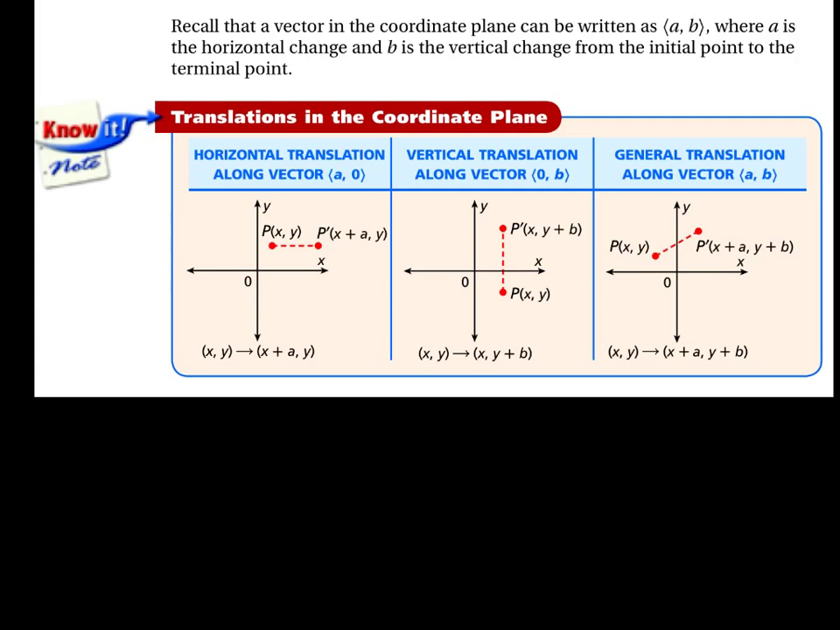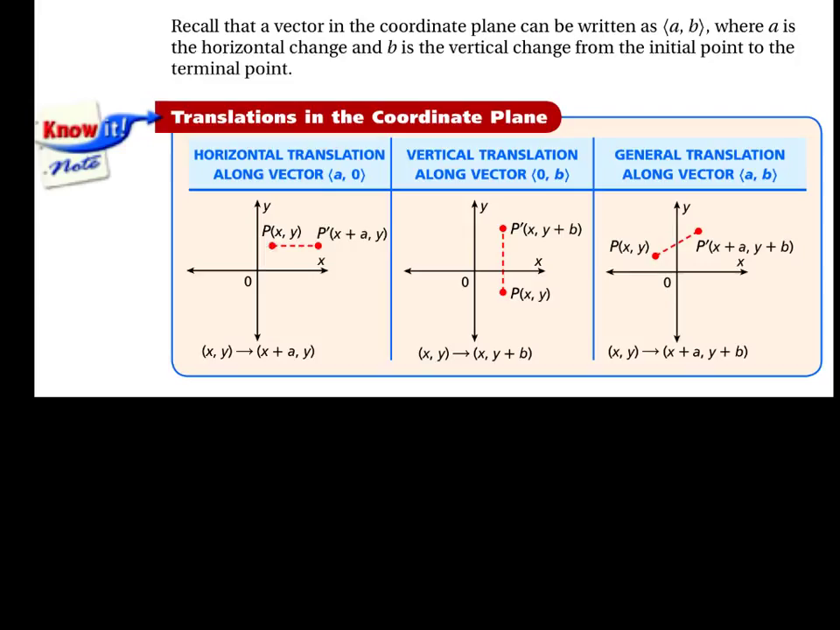Recall that a vector in a coordinate plane can be written like this. It's not parentheses. This is how you write a vector. A represents the horizontal change. B is the vertical. Remember, the first number in an ordered pair is x, that's horizontal. The second number is vertical, which represents y, from the initial point to the terminal point. So, a horizontal translation is taking what you already know and putting it in correct geometric terms. We want to make sure that the geometry terms are correct.